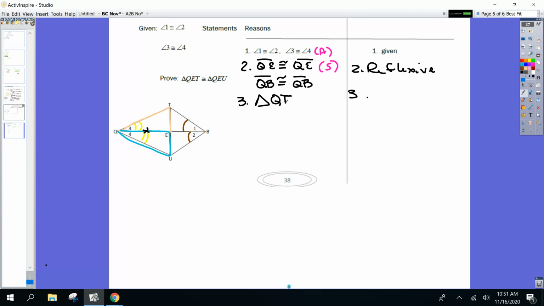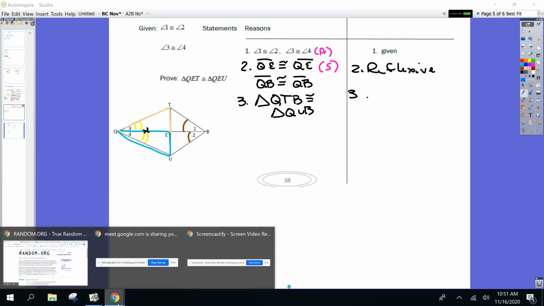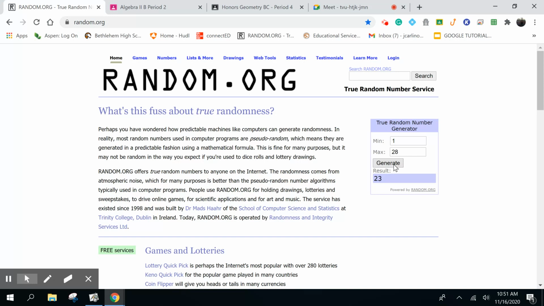All right. I have another Sophia. Triangle QTB congruent to triangle QUB. Oh, need a method. Luke, need a method.